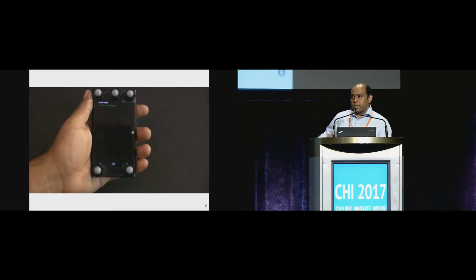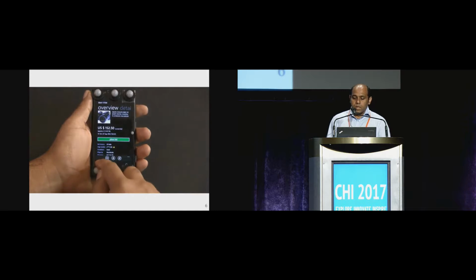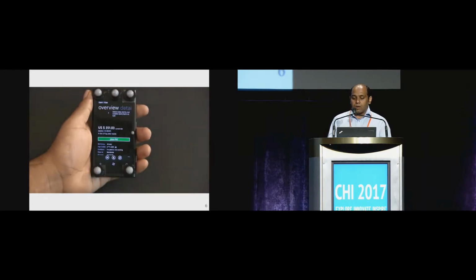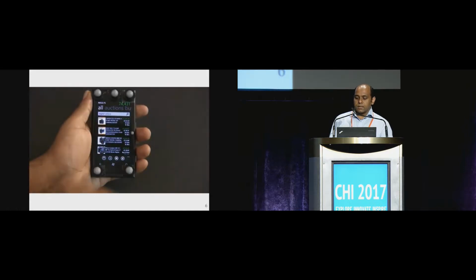For example, in this video, you can see that a person interested in purchasing a camera frequently switches between list view and detail view, and also flicks through a long list of items, which results in less efficient information exploration.